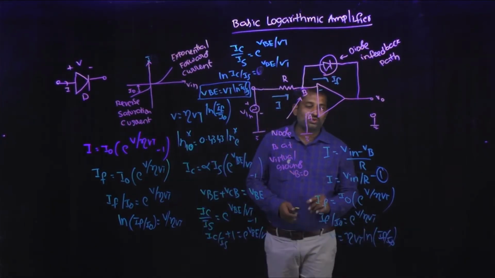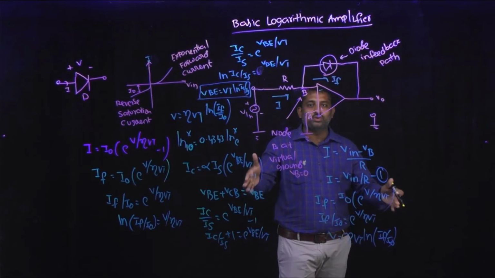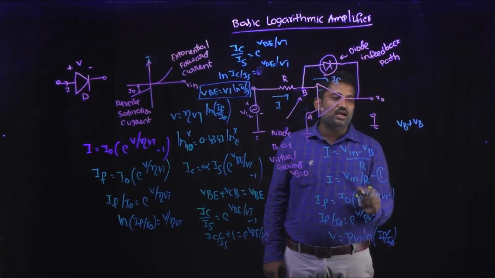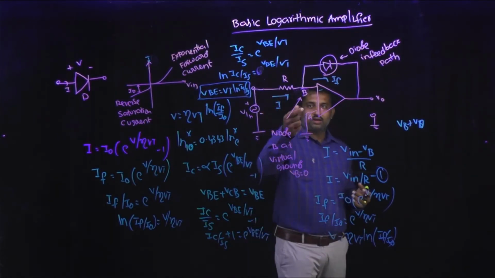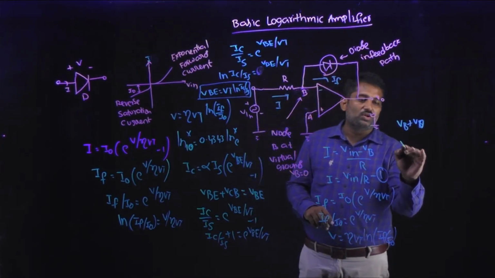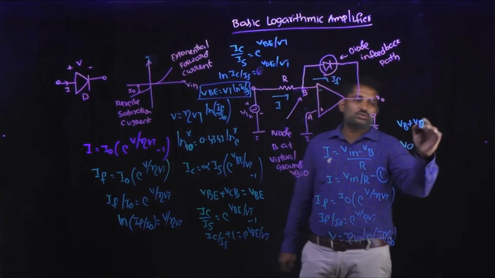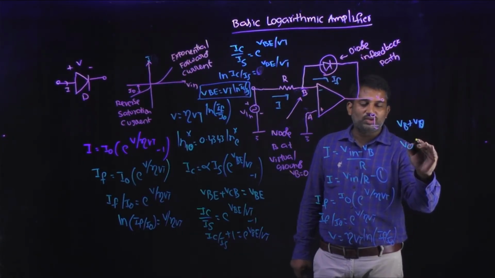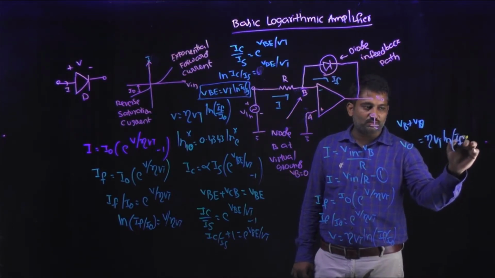Now what I want to tell you is, what is the voltage across the diode? Here, this is VB plus V0. So VB plus V0 is the voltage across the diode. But the potential at B will be treated as 0. So VB is 0, then we will get V0. VB plus V0 is equal to the voltage across the diode. From this, we will get V0 equal to eta into VT ln of IF divided by I0.